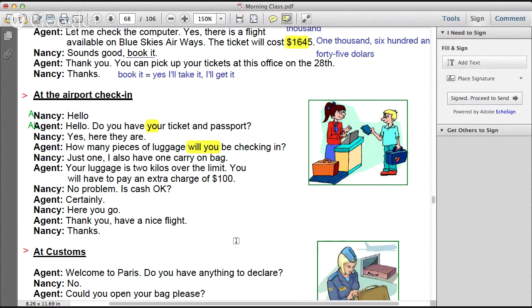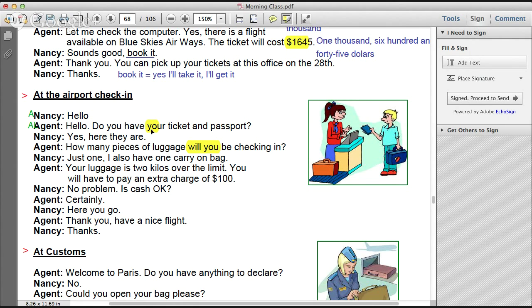Okay, so Ali, here on this first one, you had switched the order, saying you will be checking in. Okay, so let's try this here. How many pieces of luggage will you be checking in? How many pieces of luggage will you be checking in? Good, just like that.